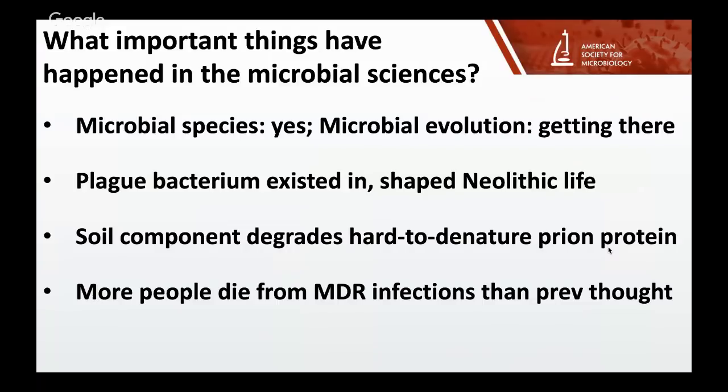All right, that's going to be it for 2018 and Microbial Minutes. Today we talked about speciation and how microbial species do exist, and we're learning more about microbial evolution. We discussed the plague bacterium that existed in and shaped Neolithic life. We talked about how a soil component can degrade hard to denature prion proteins. And we ended with a call for action based on the fact that more people die from multi-drug resistant infections than previously thought. Hopefully, this will inspire you to use your antibiotics appropriately and to not get a prescription when you have a viral infection, and perhaps even study clinical microbiology.